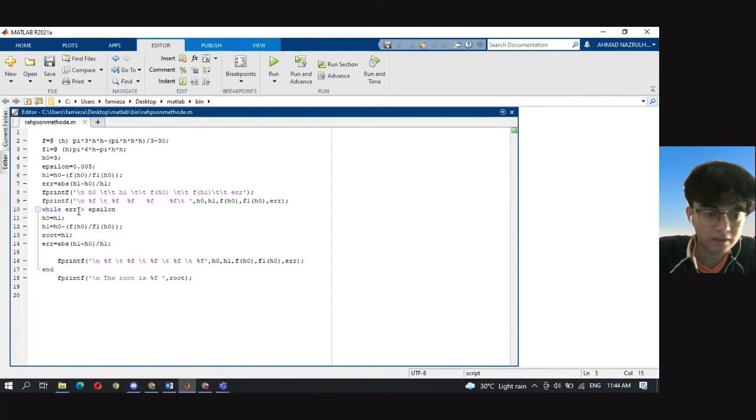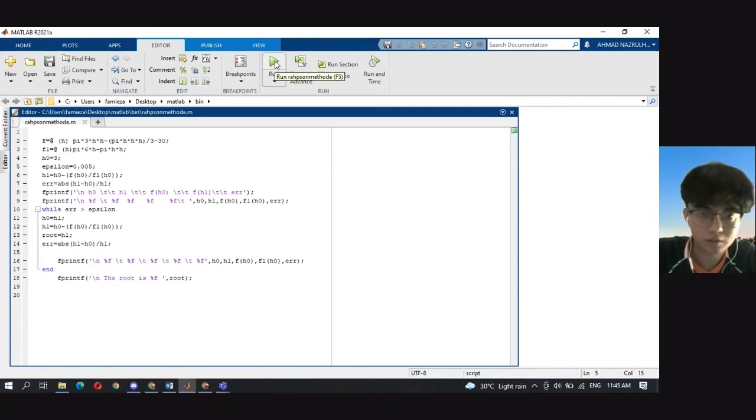While the error is greater than epsilon, the code will run, updating the values of h0 and h1 using this formula. Then when the error is finally lesser than epsilon, this message will come out and give the root, where the root is the height of the water in the tank.